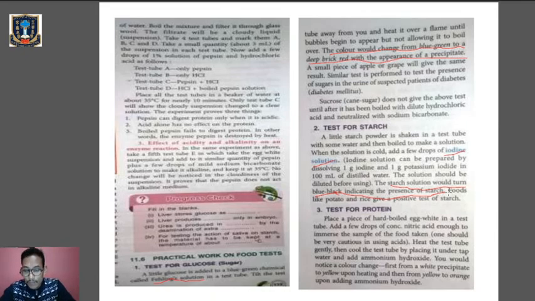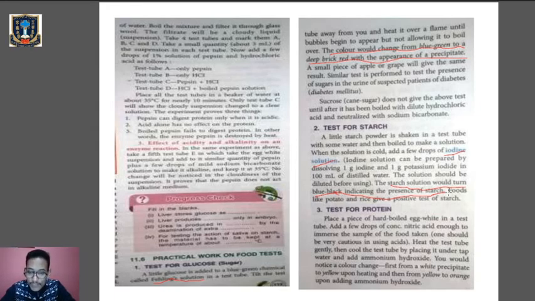So what are we doing? We are taking the starch powder in a test tube. We are adding some water. We are boiling it. Clear? And we are making a solution. So after cooling it, what are we adding? We are adding the iodine solution. When we add the iodine solution, and if the specimen contains starch, then the starch solution will turn blue-black, indicating the presence of starch.